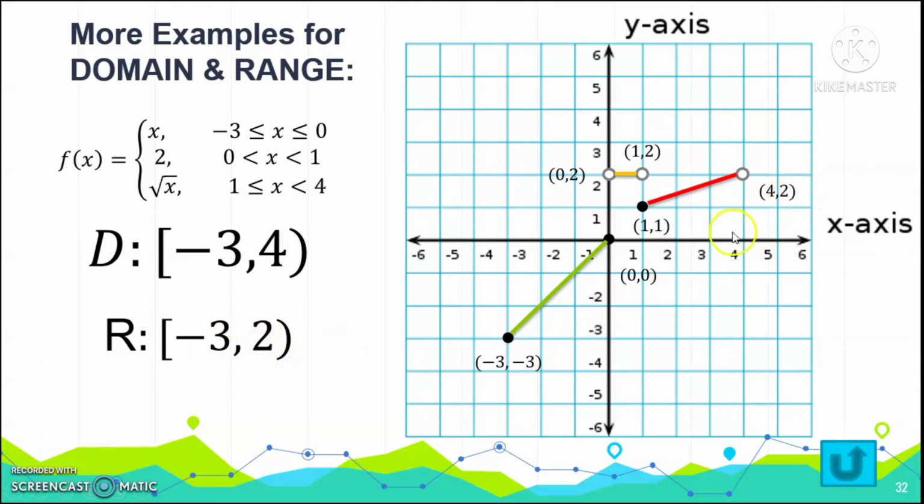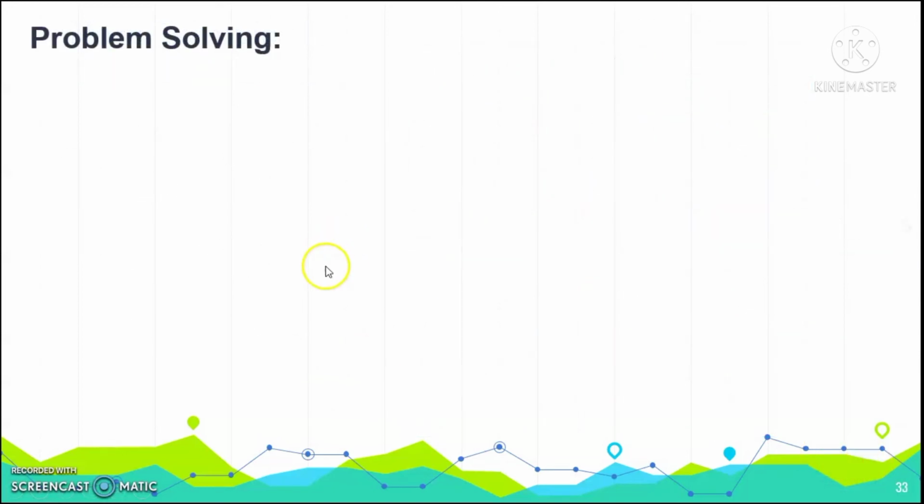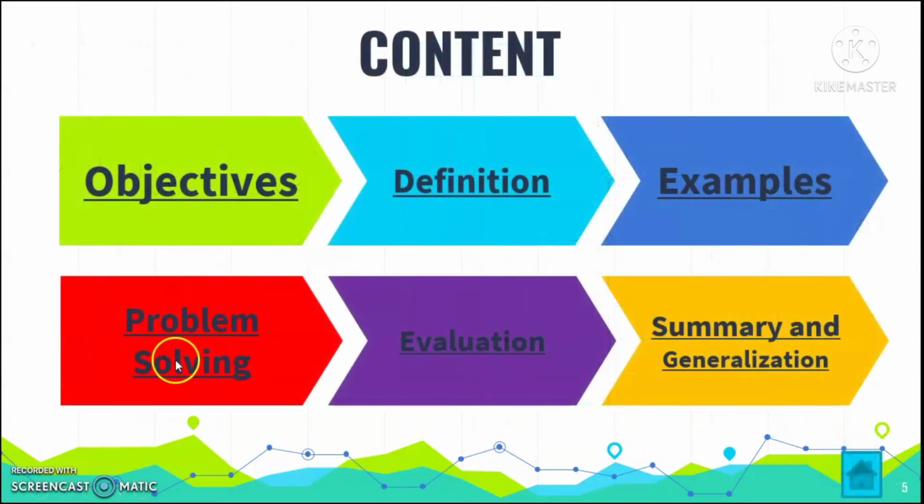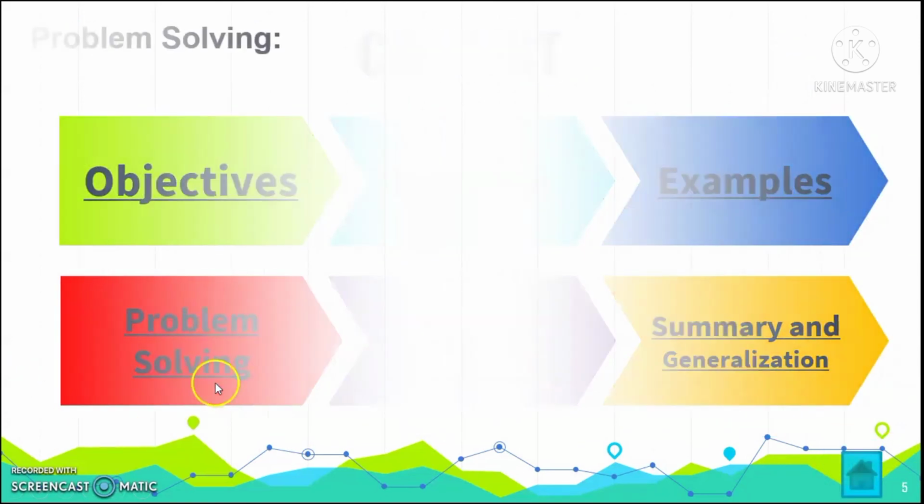And then next, the highest possible value for y here is 2, and we use the parenthesis. So that is for domain and range. Now let's proceed to problem solving.